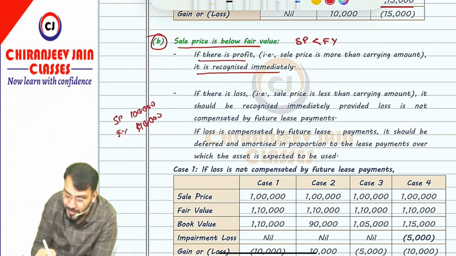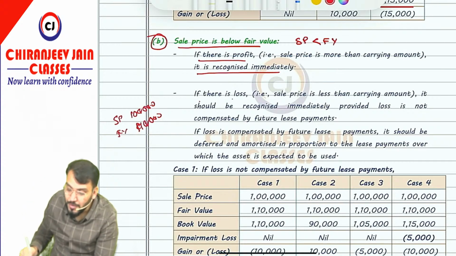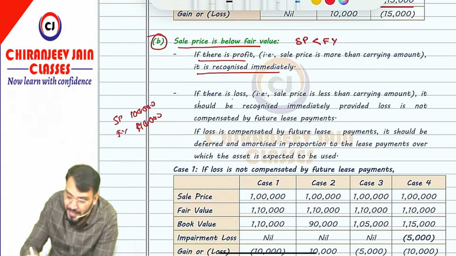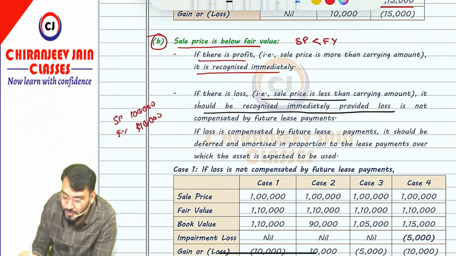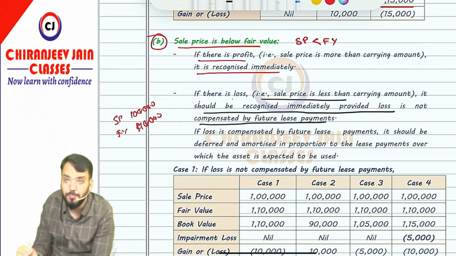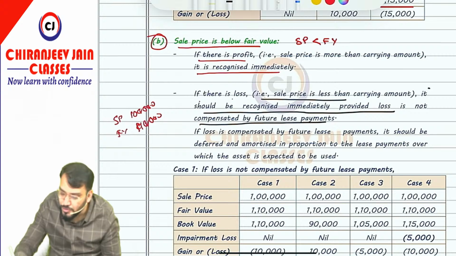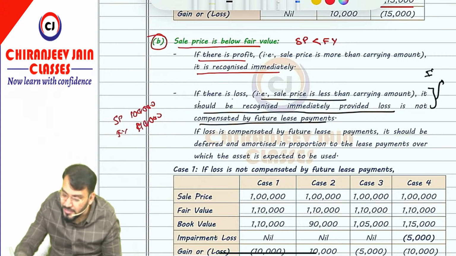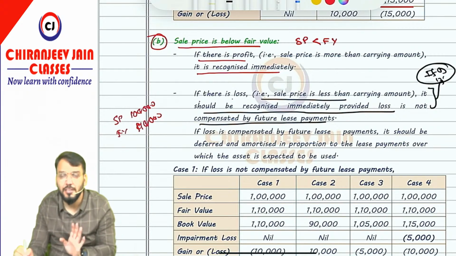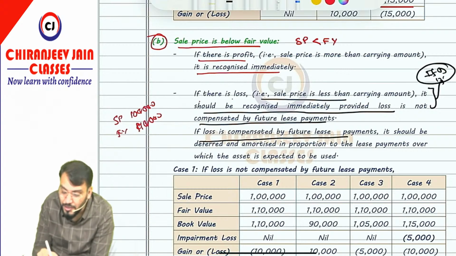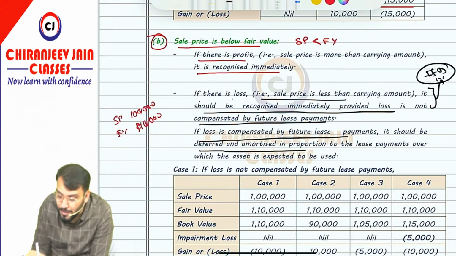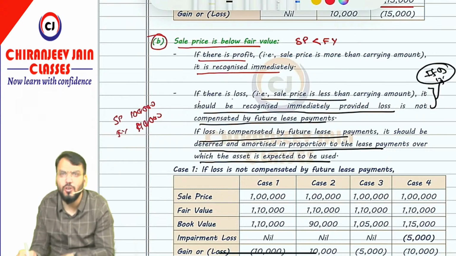Understood? So what they are saying: if there is a loss, meaning sale price is less than carrying amount, it should be recognized immediately provided the loss is not compensated by future lease payment. If the question is silent, always do this. Always write this down in the exam, as the question may be silent. But if the loss is compensated by future lease payment, it should be deferred and amortized in the proportion of lease payment over which the asset is expected to be used, means over the lease term.